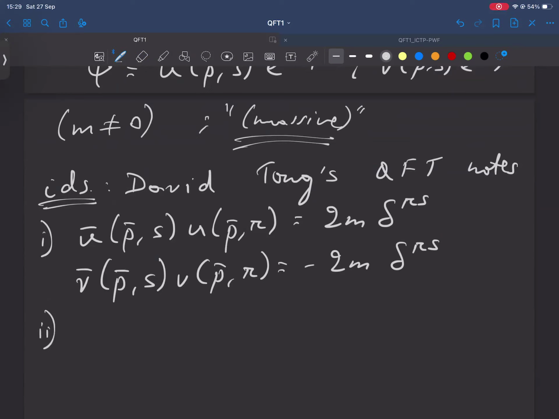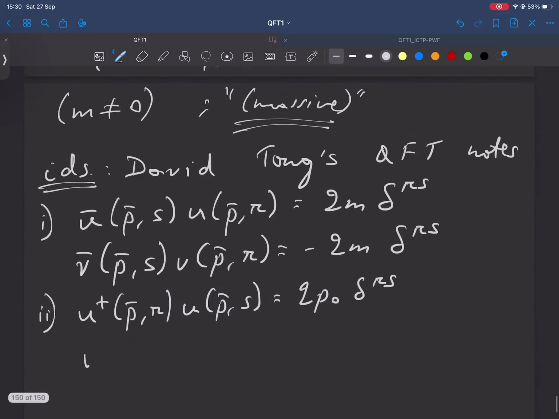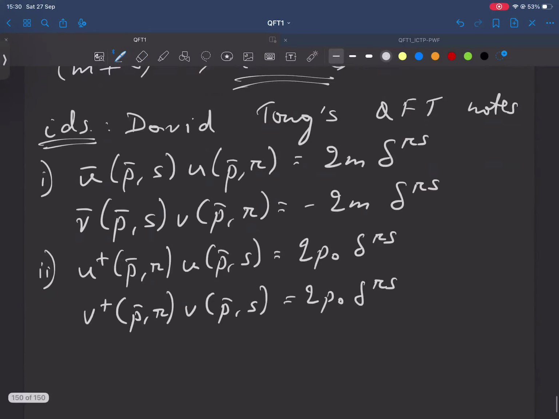And then there are some more identities, which is u dagger. So now what happens when you do the Hermitian conjugate? Because we had different kinds of conjugates, the Dirac and the Hermitian, remember? So the Hermitian conjugate gives you this thing, and then v dagger(p bar, r) v(p, s) equals 2p0 delta rs.